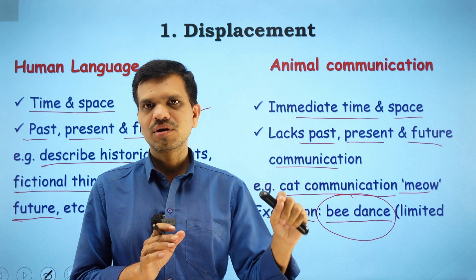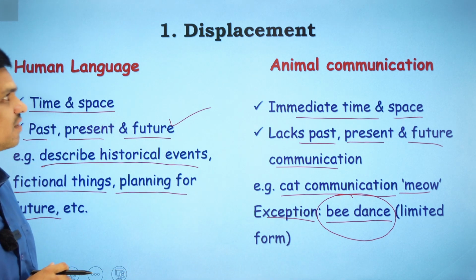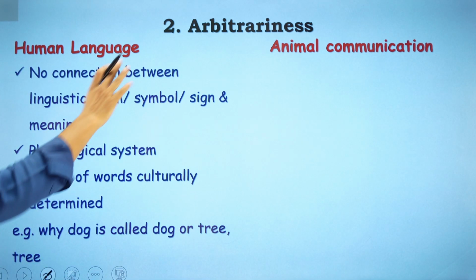Vertical communication they do not have. We will understand this in the next feature. So the second feature of human and animal language, here we have the arbitrariness.